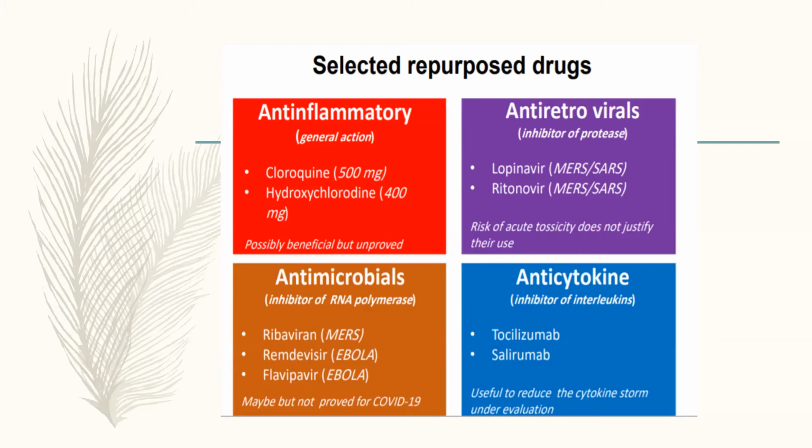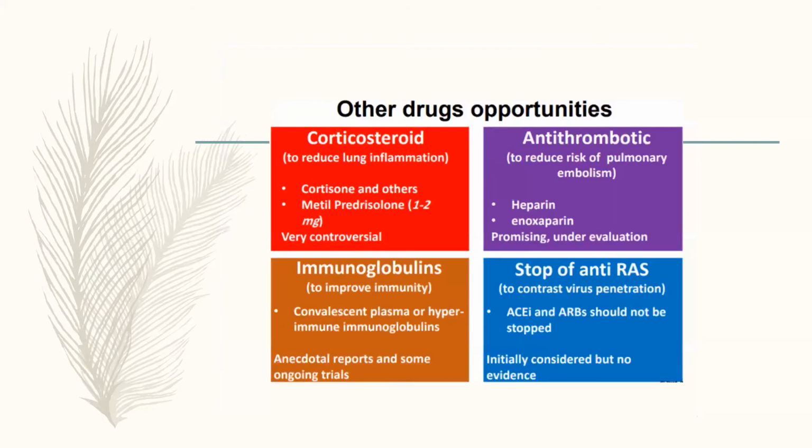These are the anticytokines, such as tocilizumab and sarilumab. Other drugs: corticosteroids to reduce lung inflammation, cortisone, and others like methylprednisolone, very controversial. Antithrombotics to reduce the risk of pulmonary embolism, like heparin and enoxaparin, promising, though all the drugs are under evaluation.